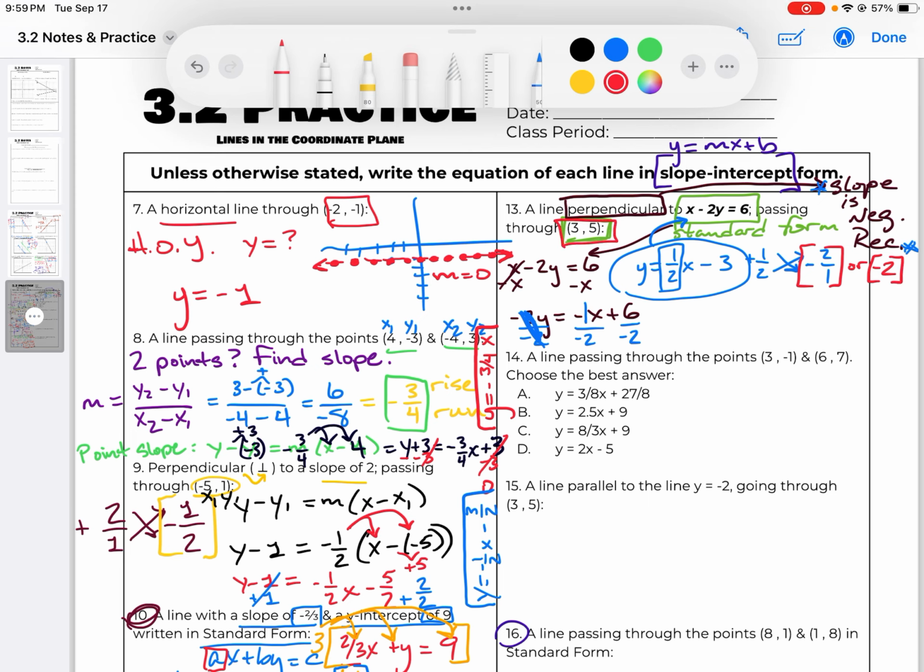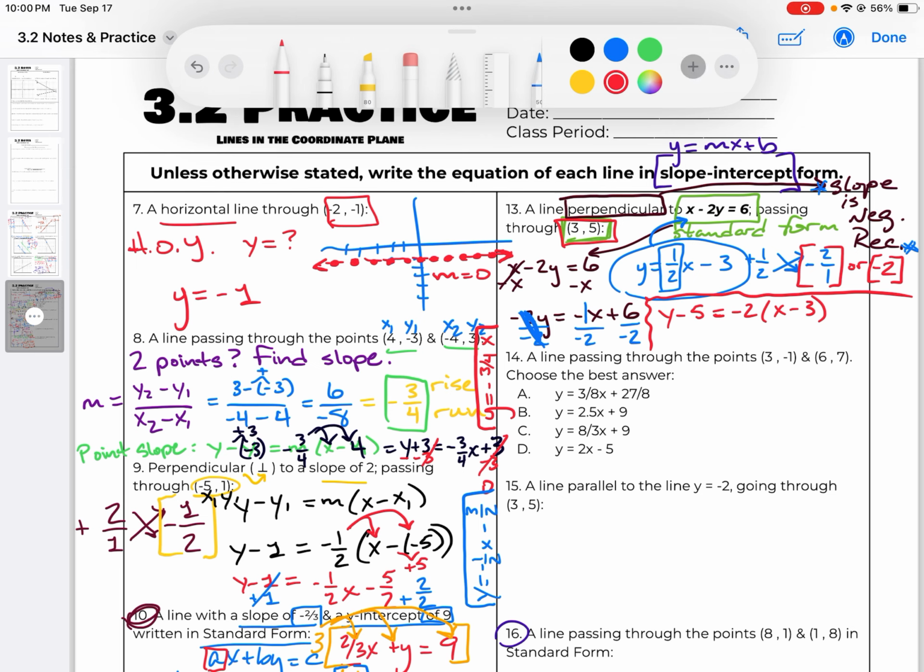It also goes through the point 3, 5. There's a lot to this problem. So now I have the slope, and now I have the point, and I'm going to plug that into the point slope formula that we introduced in our notes.